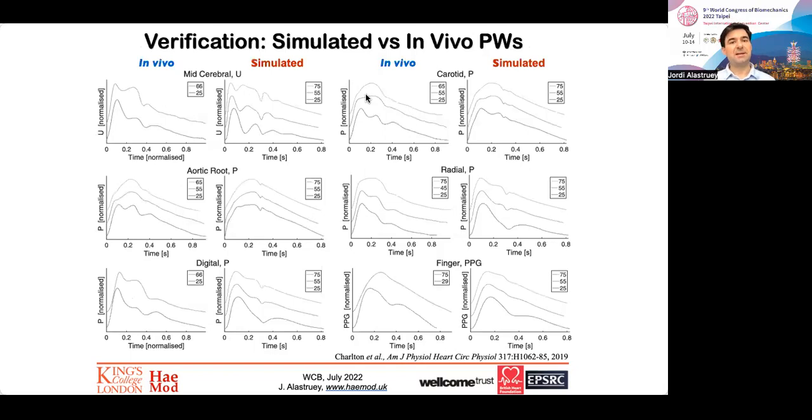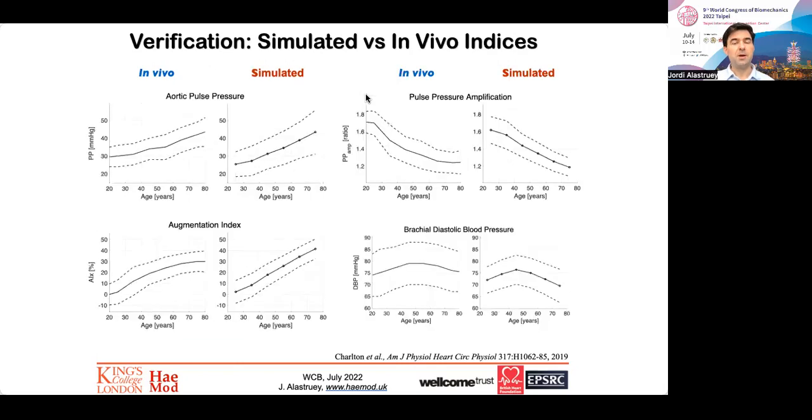Once the database was created, we verified that the simulated pulse wave signals are representative of samples of real subjects. And we did that by comparing simulated pulse wave with in vivo data from healthy subjects from the clinical literature. Here you can see comparisons in a few arterial locations, showing similar changes in pulse wave morphology with age to those measured in vivo. We also compared indices calculated from the simulated pulse wave across age groups with corresponding in vivo indices from populations of real subjects. And we found that the trends and even the values in most of the cases were similar between the two.